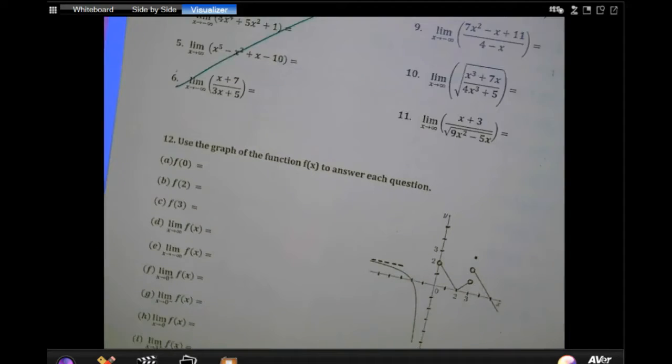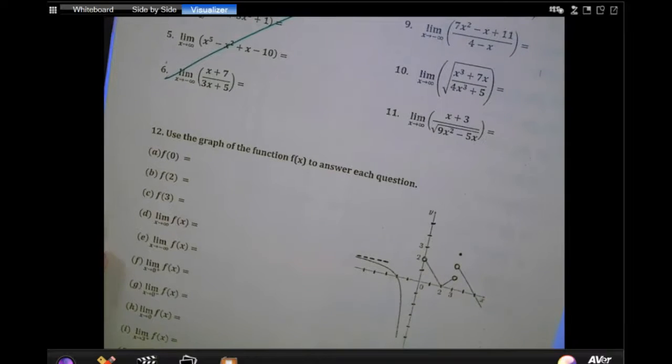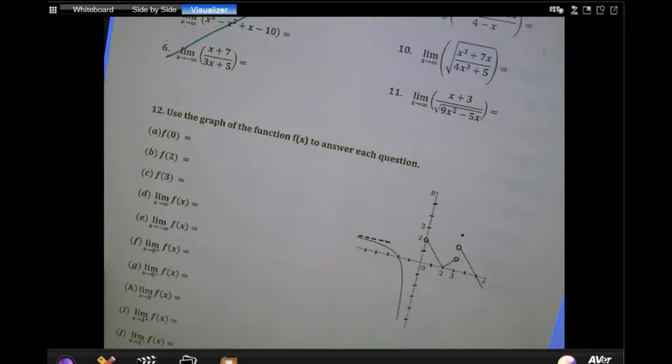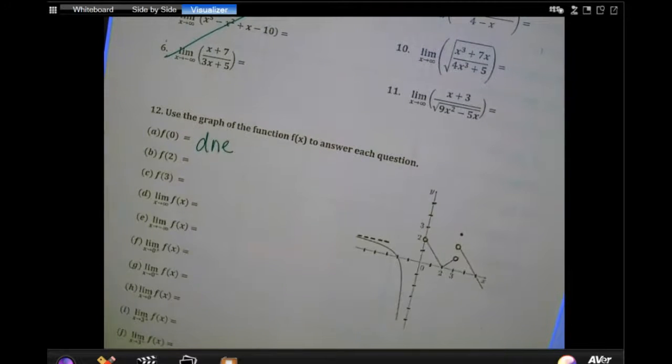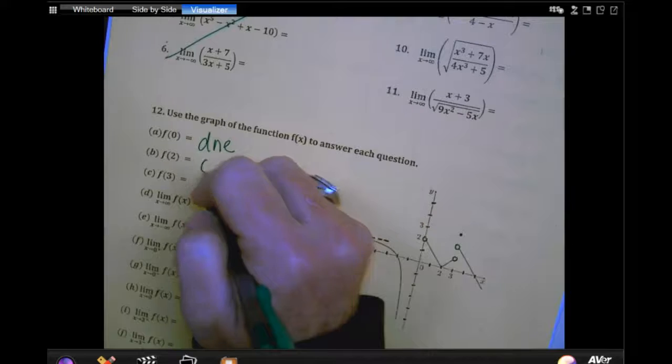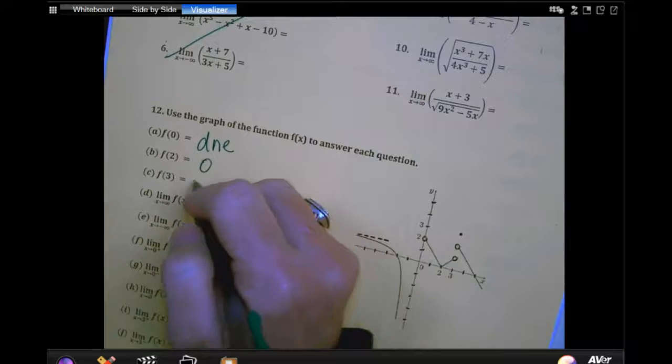So we didn't do 1 through 11. So starting on number 12. What is the function value of 0? It does not exist. What is the function value of 2? 0. What is the function value of 3? It does. It is 3.